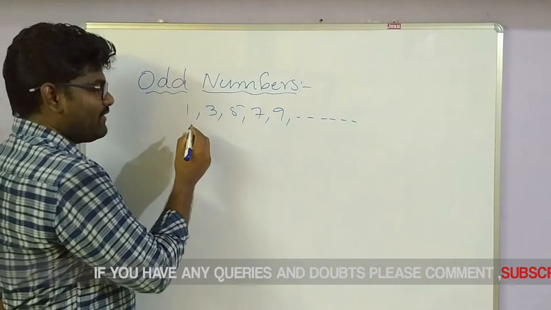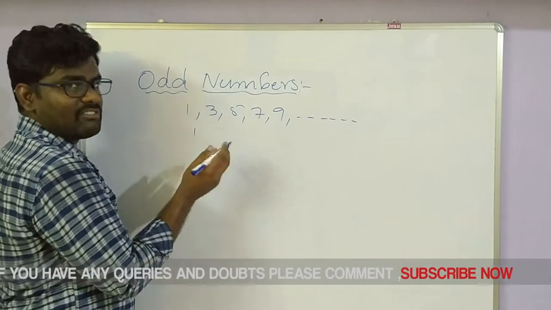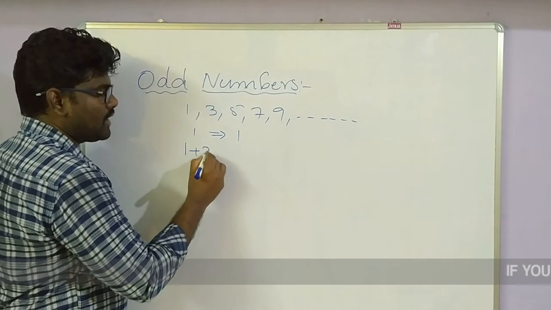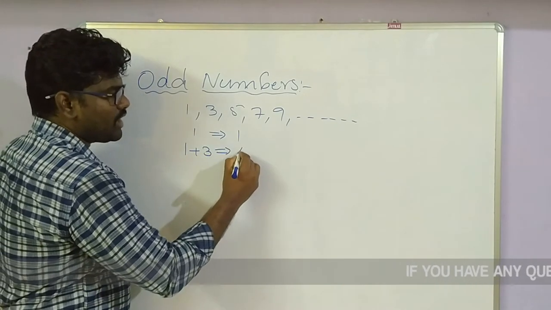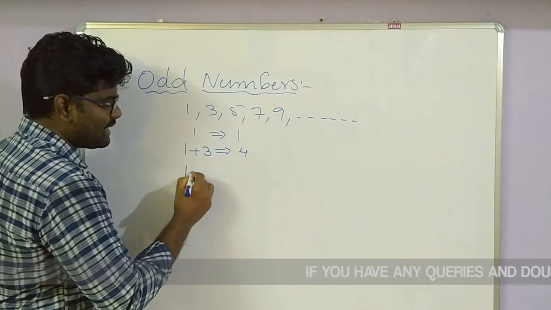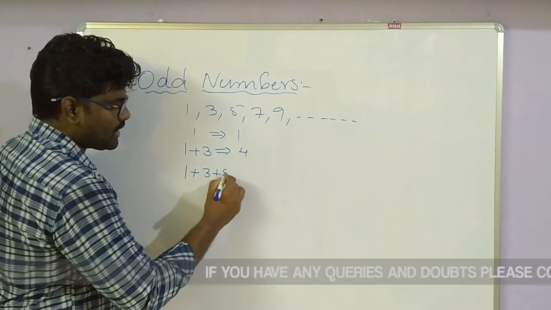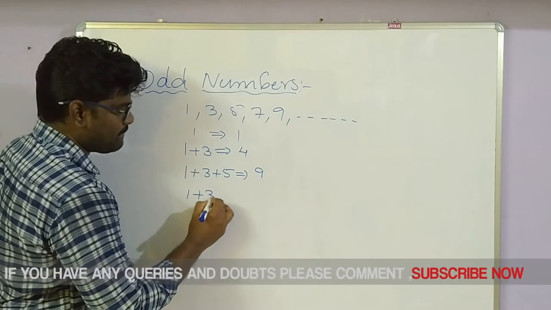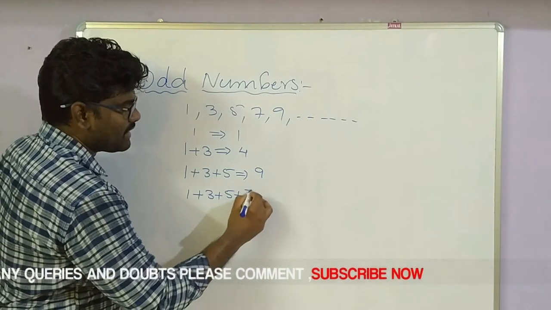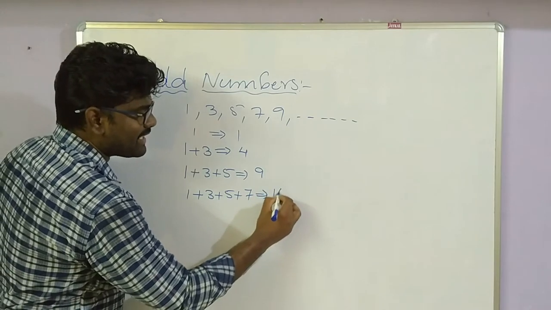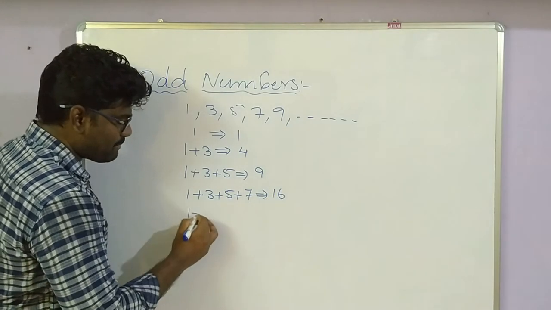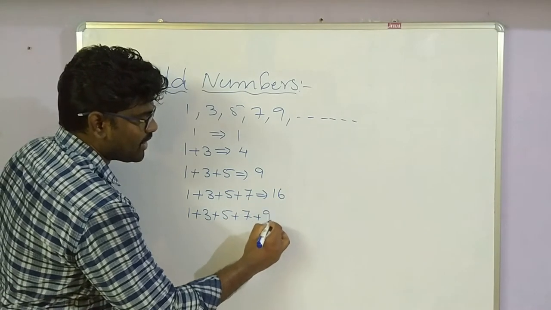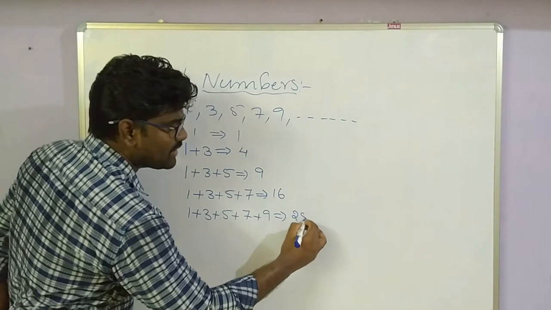Just here, once observe. If I take one odd number, we can get only one. If we add two odd numbers, 1 plus 3 is equal to how much? If you add 3 odd numbers, 1 plus 3 plus 5, what are you getting? 9. 1 plus 3 plus 5 plus 7, when you add 4 odd numbers, we are getting 16. When you add 1 plus 3 plus 5 plus 7 plus 9, 5 odd numbers, we are getting 25.